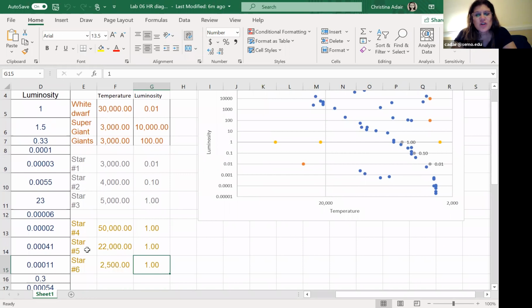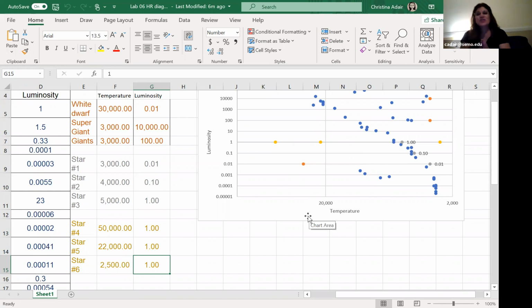So we got star 4, 5, and 6. Those are in yellow. Here is star 6, actually, with 2,500 Kelvin and 1 luminosity, so about as luminous as the sun. And then here's another one, star 5, with 22,000 Kelvin and 1 luminosity, and 50,000 and 1 luminosity.